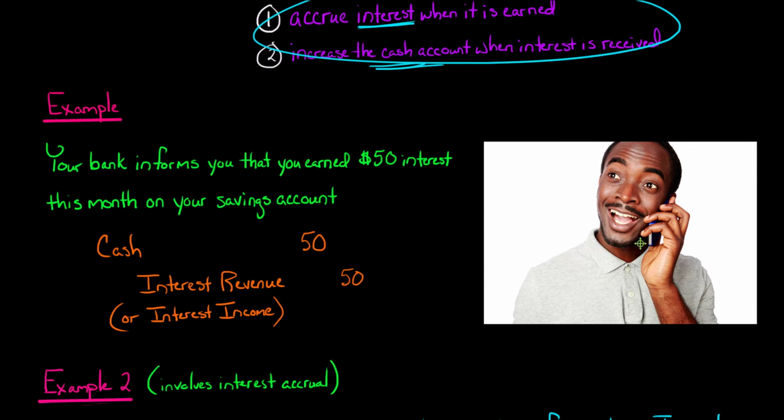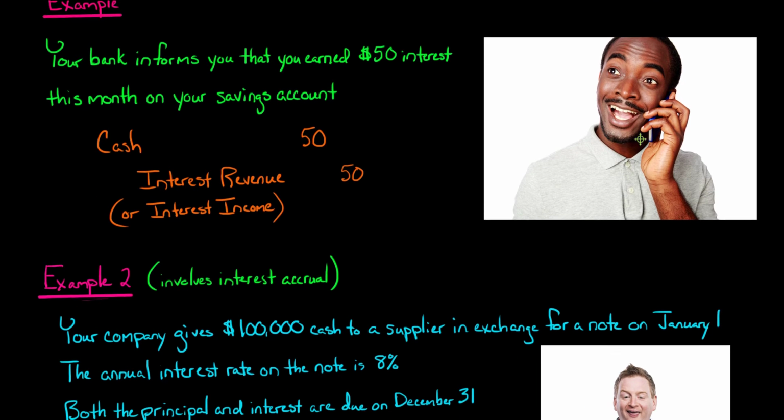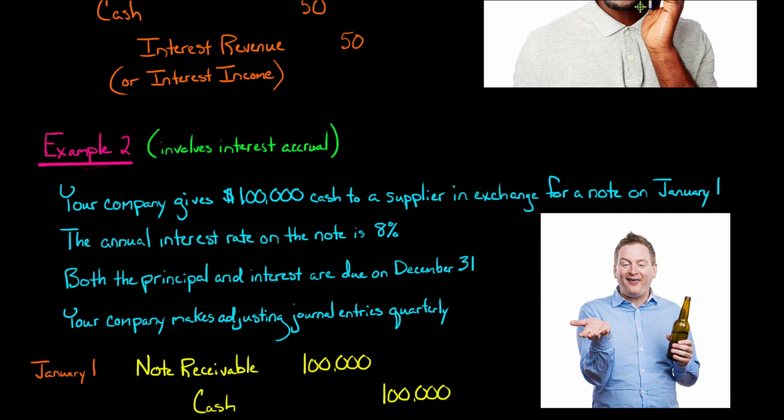Now, in our next example, it's a little bit more complicated, but hang with me, it's not too bad. So, we're going to have a situation where your company has lent money, $100,000 cash, to a supplier in exchange for a note. And let's say that they lent the money on January 1st and that the money is going to be due in 12 months. So this is going to be a 12-month note. The annual interest rate on the note that you're charging the supplier is 8%, and both the principal, which is the $100,000 you're lending out, and all of the interest are going to be due on December 31st, so the end of the year.